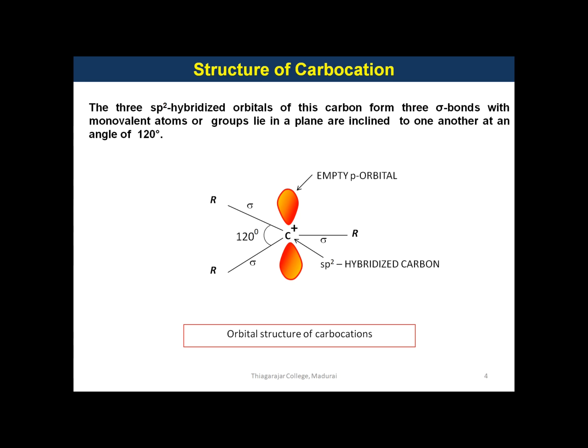In a carbocation, the carbon is bonded to three different atoms or groups and it is a trivalent species. It has only 6 electrons surrounding it. Hence, it behaves as an electron deficient species in order to attain 8 electron configuration. It is sp2 hybridized carbon with a vacant p orbital, and overall the geometry of carbocation is planar.